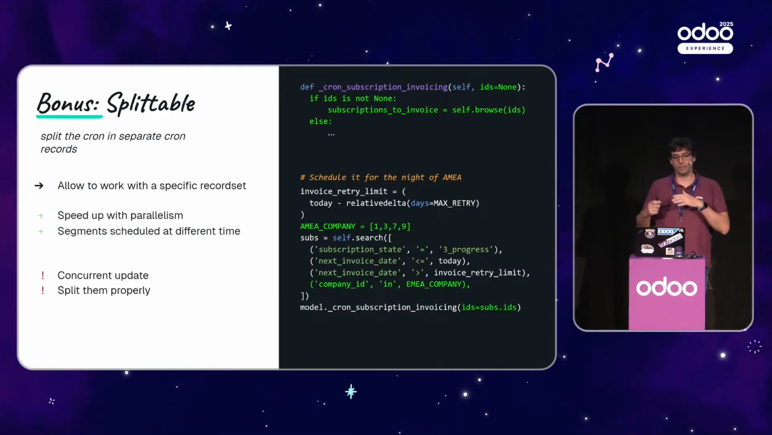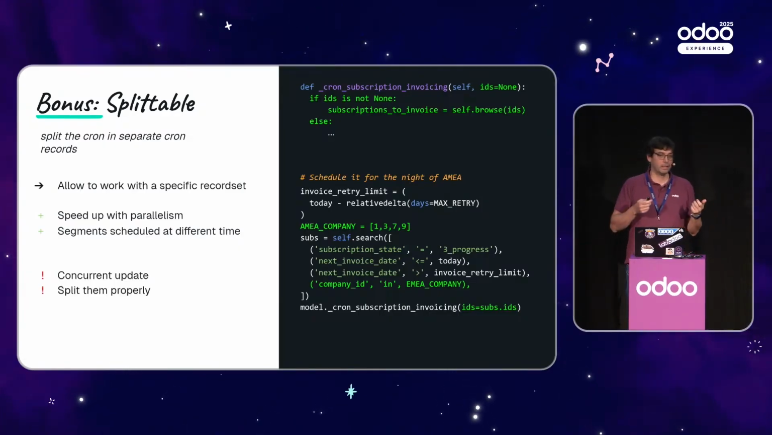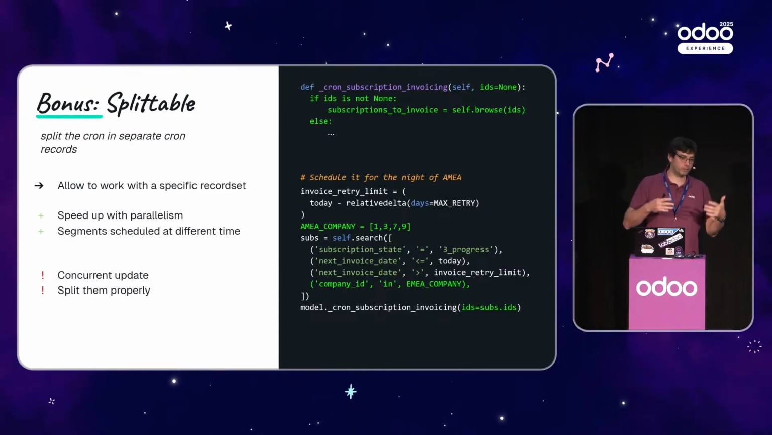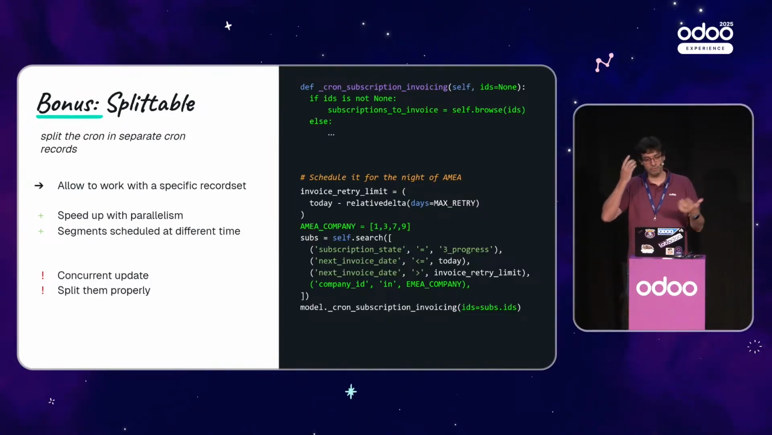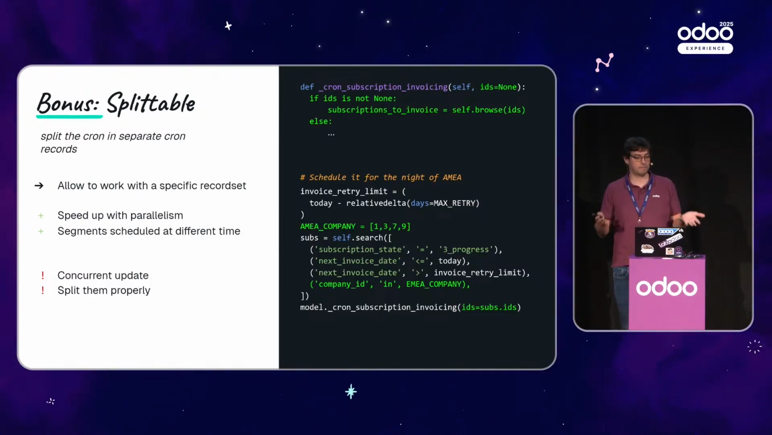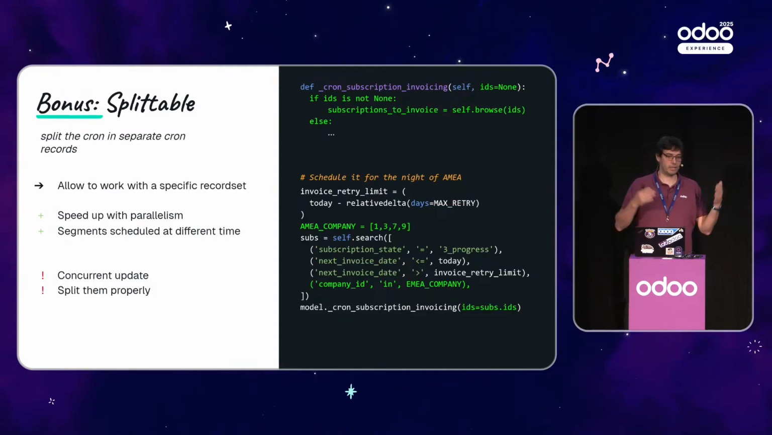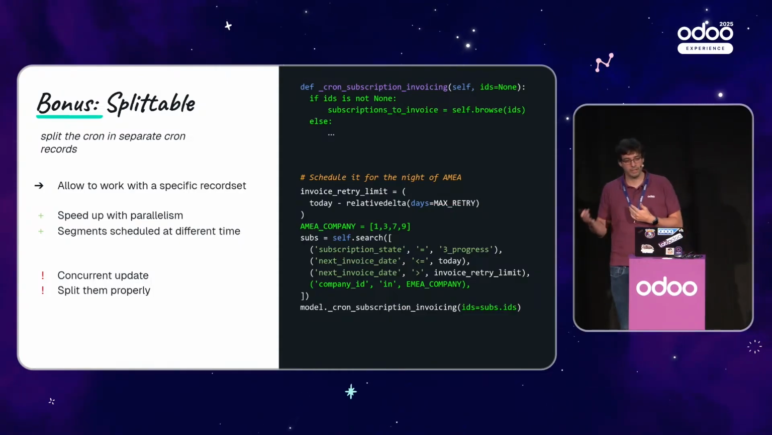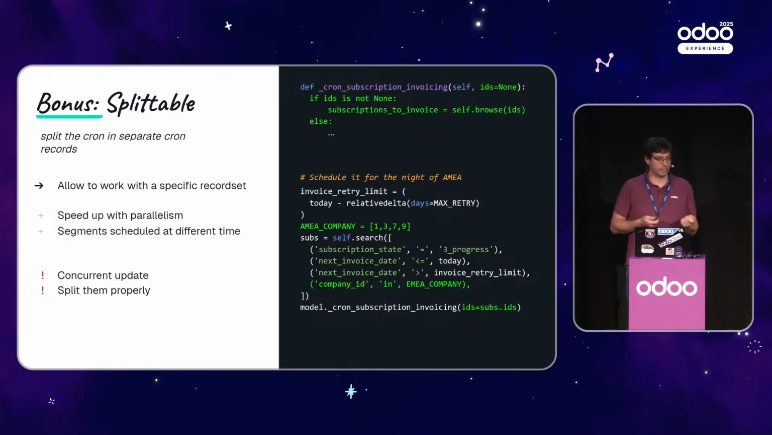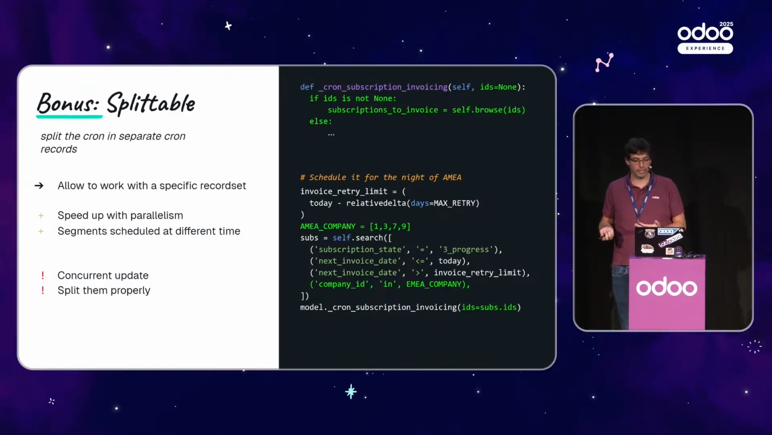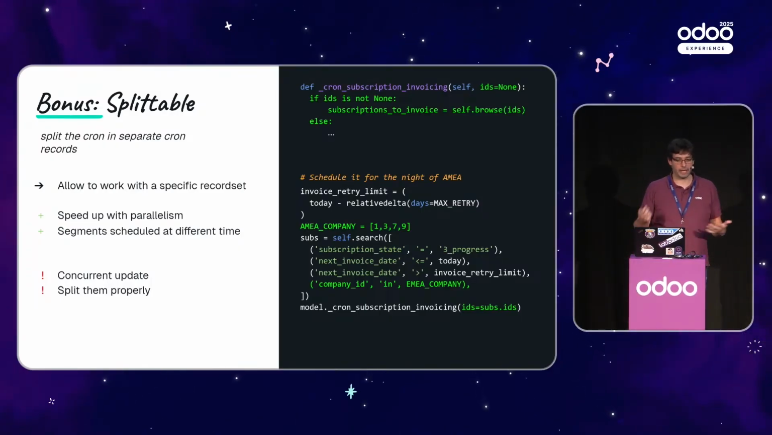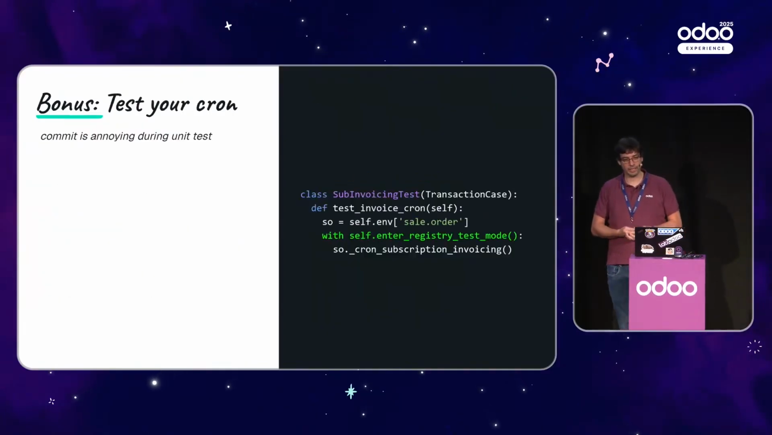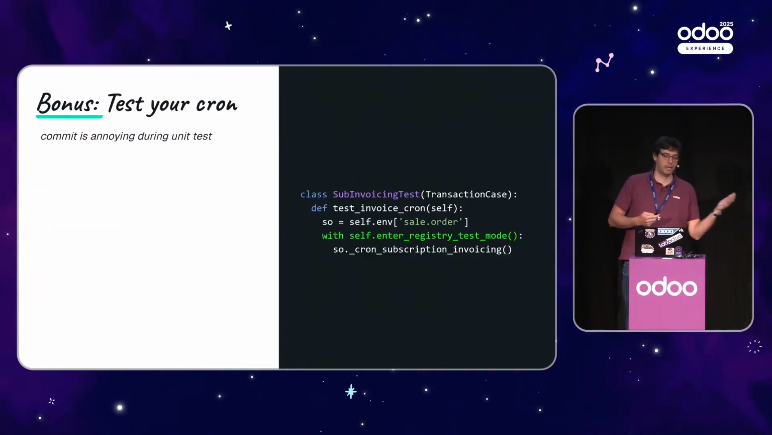Be careful with parallelism. If they work on and lock the same record, an easy example is if you create invoices for the same journal. You are going to lock the journal for the sequence, and you may end up with a concurrent update. So make sure you split them properly. It has to be tested case by case. OK, last bonus.